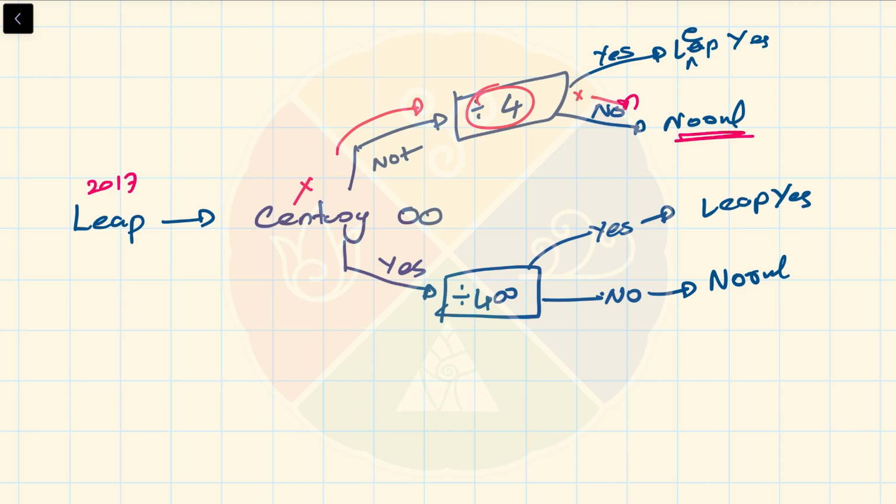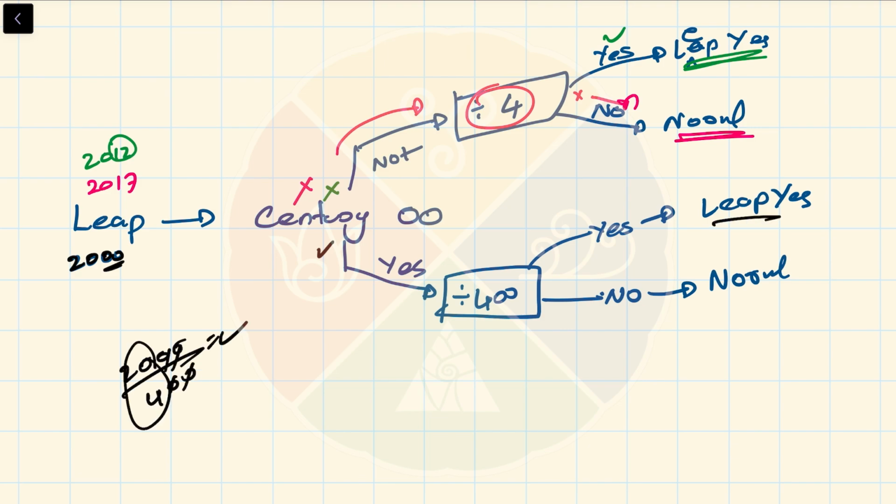It's a normal year. On the contrary, if I take, let's say, the year 2012, is it a century year? No. But 2012 is divisible by 4. So yes, that will become a leap year. Now, I'll give you two more examples. If I take the year 2000, is it a century year? Yes, the last two zeros are there. So it is a century year. Now we have to check the divisibility by 400. 2000 divided by 400 is divisible. So it will become a leap year.